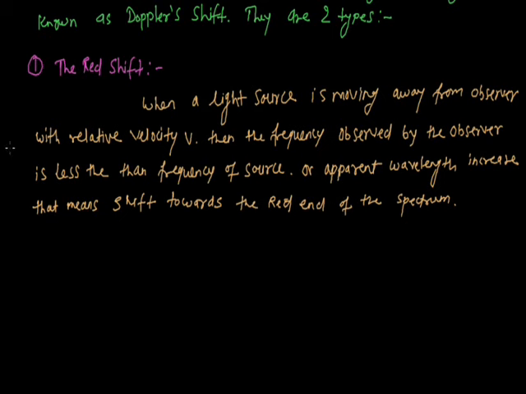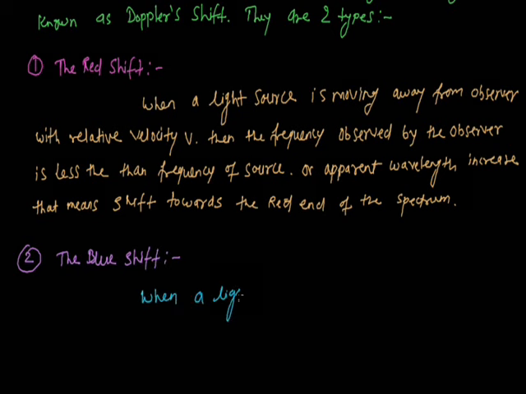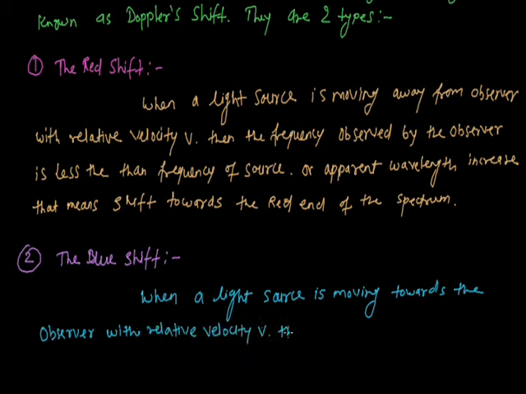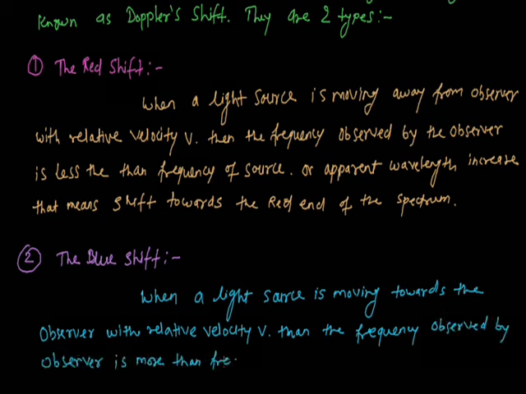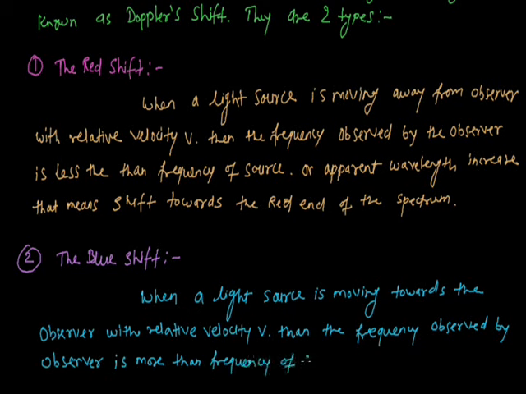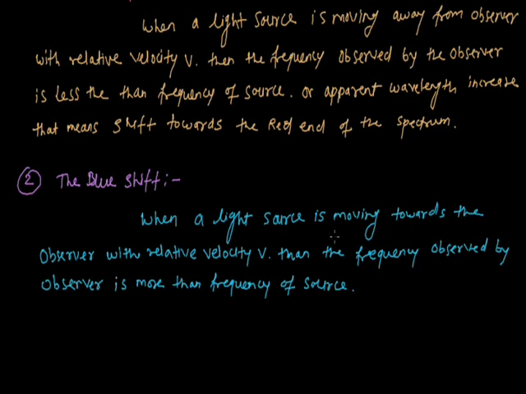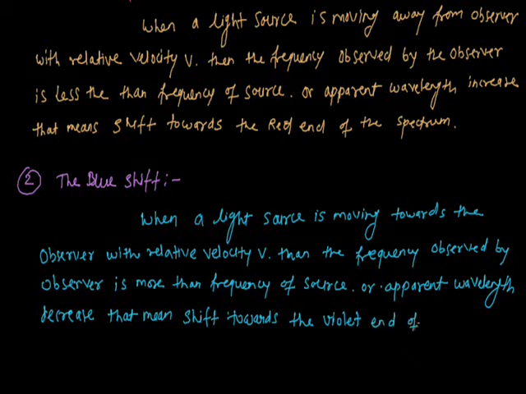Now the second one is the blue shift. So when a light source is moving towards the observer with relative velocity v, then we know by the Doppler effect the frequency observed by the observer is more than the frequency of source. So due to the increase of the frequency, the apparent wavelength will be decreased, because frequency is inversely proportional to wavelength. That means it is shifted towards the violet end of the spectrum.